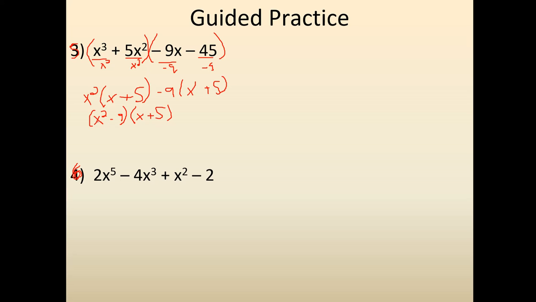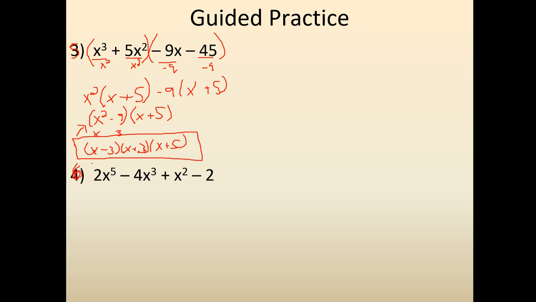But I am not done, because remember, I now want to double check to see if I can factor one step further, and I can. This is a difference of two squares. So the square root of x squared is an x. The square root of 9 is 3. So I'm going to write x minus 3, x plus 3, and I can't forget this x plus 5 that I had before. So this is my complete factorization. Remember, just because you factor it once does not mean that you don't factor it again.